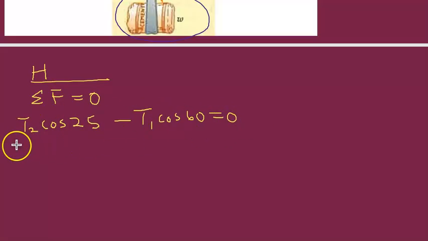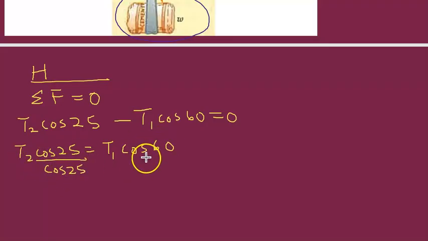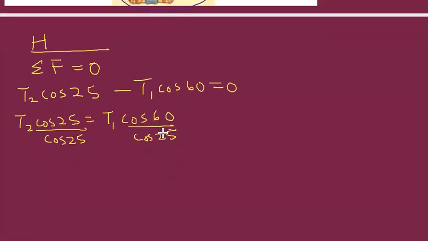Okay, so I'm going to add that to both sides, and then I'm going to divide both sides by cos 25. And you get that T2 is T1 cos 60 over cos 25. All right, not a problem that we have 2 unknowns because we haven't used our vertical column yet.